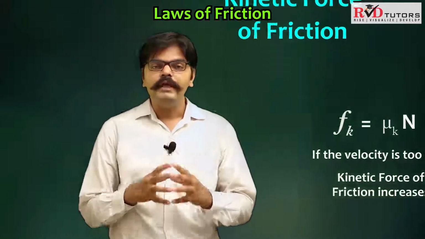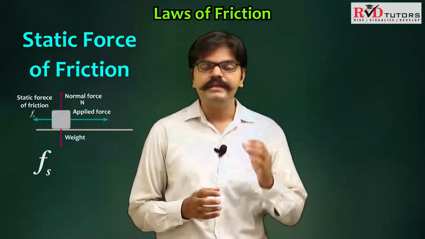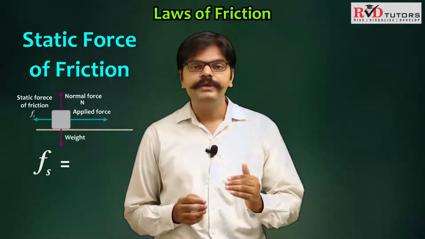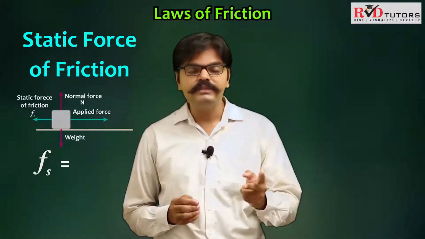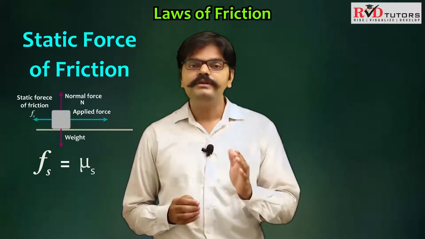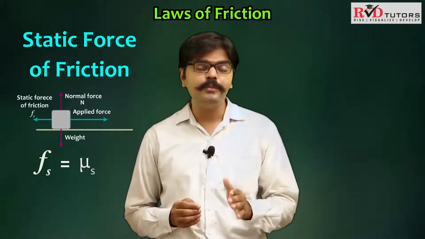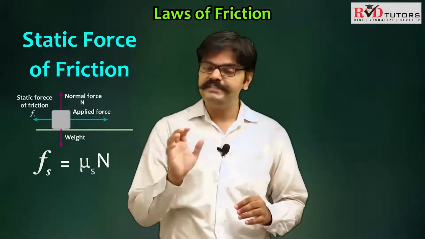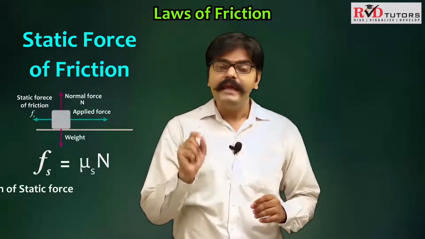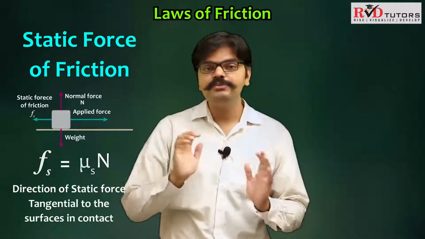So for the time being, what we have learned so far is that static force of friction is dependent on normal reaction. It is directly proportional to two things. First is the coefficient of static friction, mu s, which is a constant, and it is also directly proportional to the normal reaction, which is denoted by N. The direction of the static force of friction will be tangential to the surfaces which are in contact with each other.